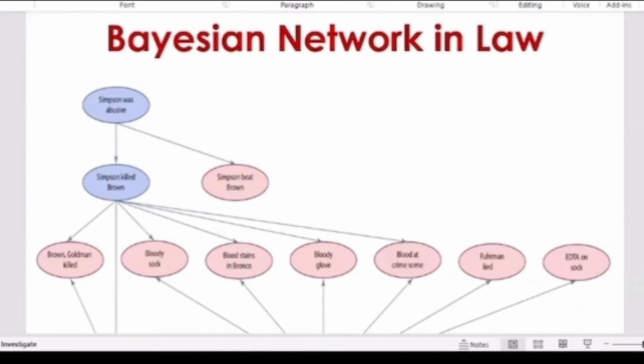Simpson's wife was murdered, and they discovered there was a lot of evidence. I'm going to tell you now. Number one, Simpson used to abuse his wife. That's one of the factors. Then Simpson killed Brown. It's an assumption. What is the probability that Simpson will kill Brown given that he abused her?